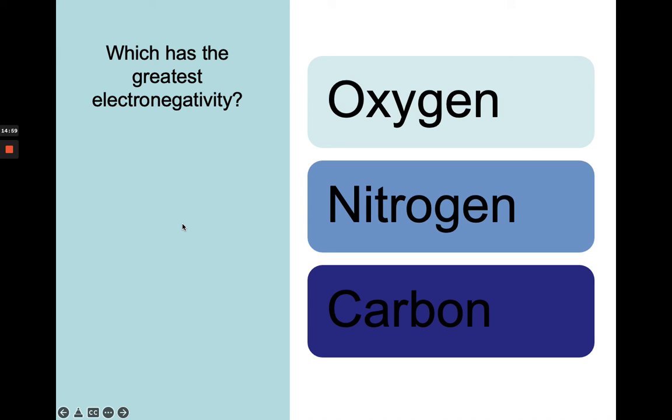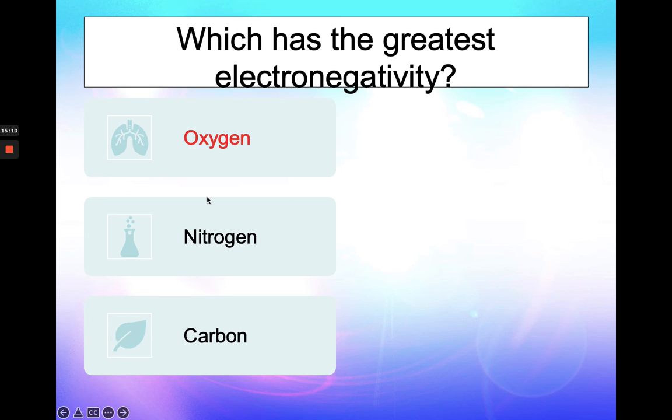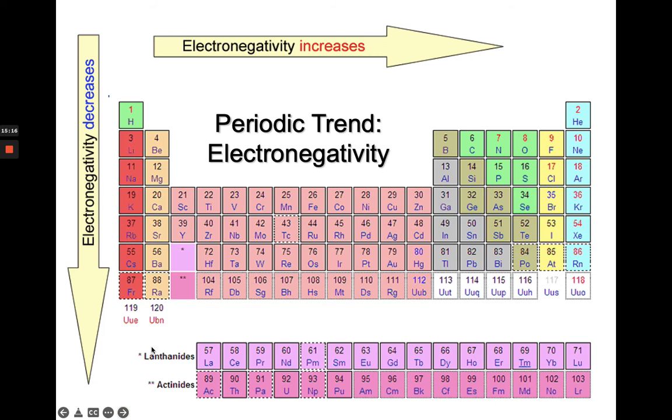Okay, so which has the greatest? Oxygen, nitrogen, or carbon? Look at your periodic table. Which one is most to the right? Remember, to the right is tight. To the right is most attractive. And right, oxygen is right next to fluorine, and we know that fluorine has the greatest electronegativity. Okay, so electronegativity increases across and decreases down.